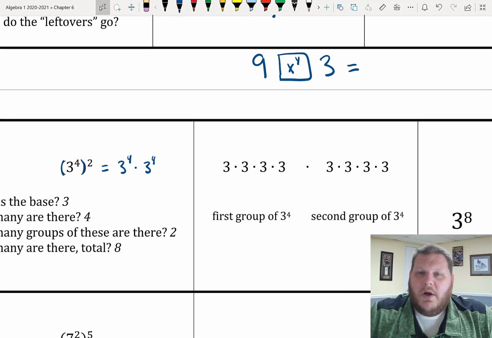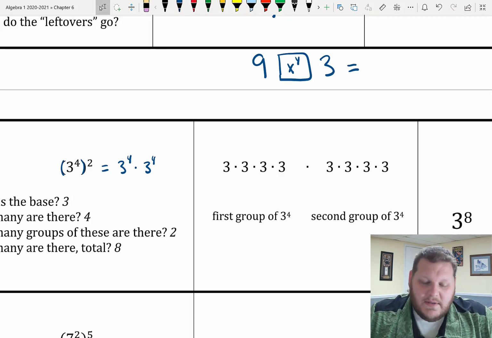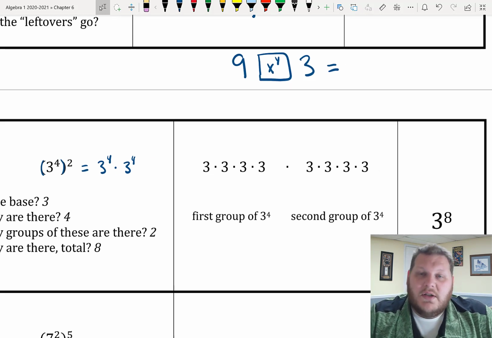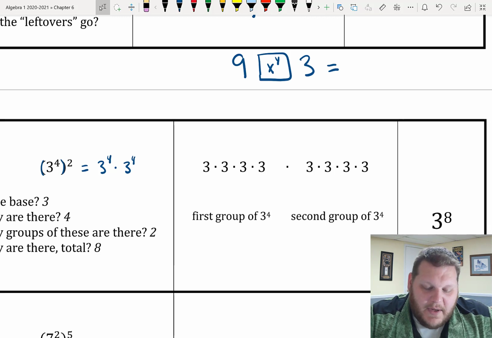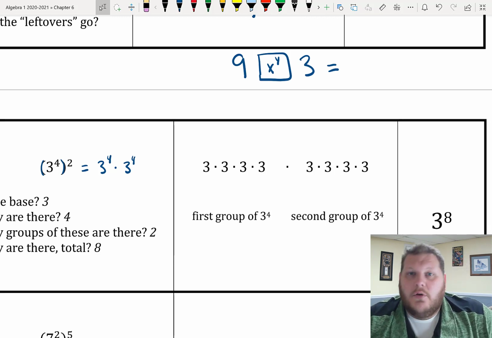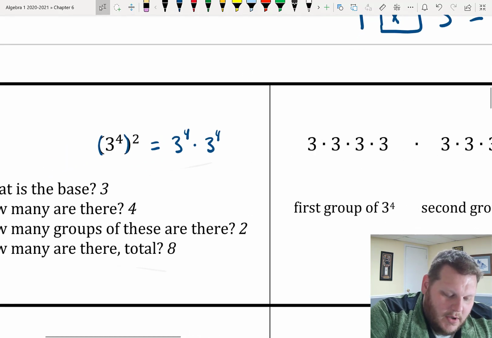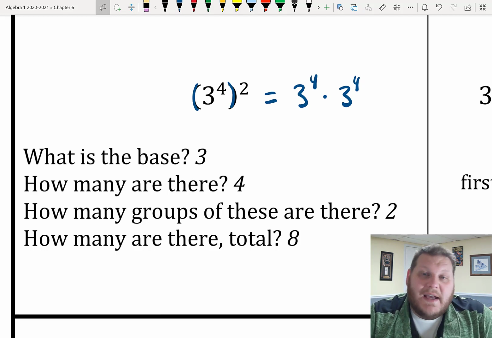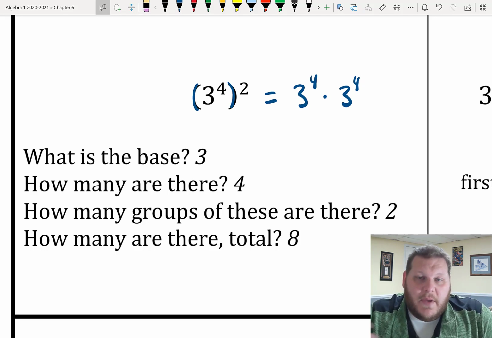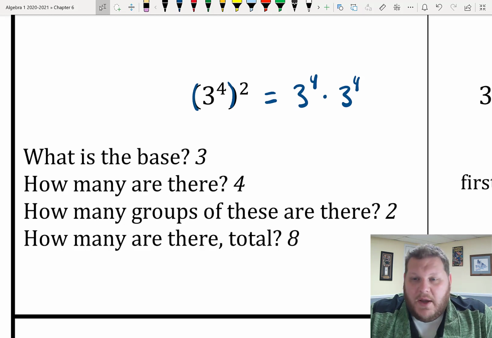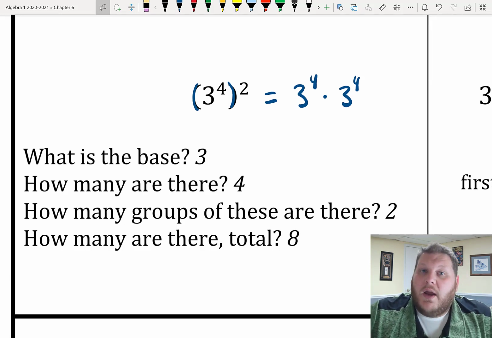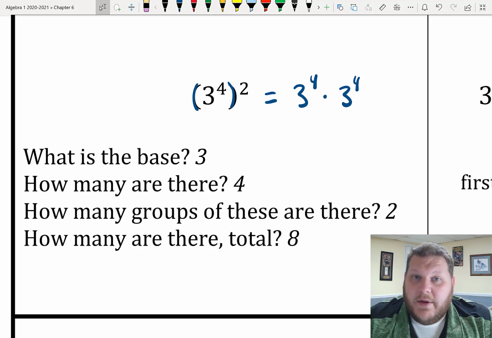So I got my first group of 3's, my first group of 4 3's, times my second group of 4 3's. And we can see in total, we end up with 3 to the 8th power, because we've got 4 in that first group, 4 in the second group, 8 total. Now again, most of us probably recognize what that pattern is if we're trying to figure out how we can use my exponents to get my answer. Well, if my exponents were 4 and 2, and my end answer is 8, well, 4 times 2 is 8. That is my pattern here. So if I have an exponent being raised to another exponent power, you just multiply those exponents. That's your answer.